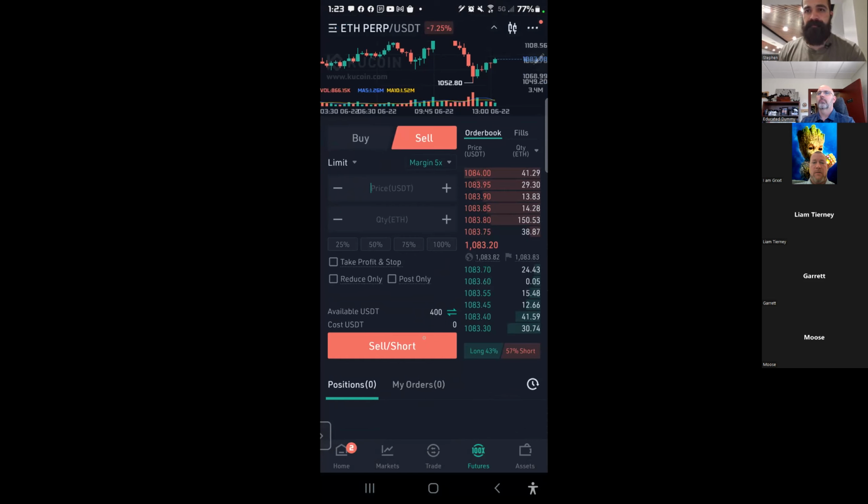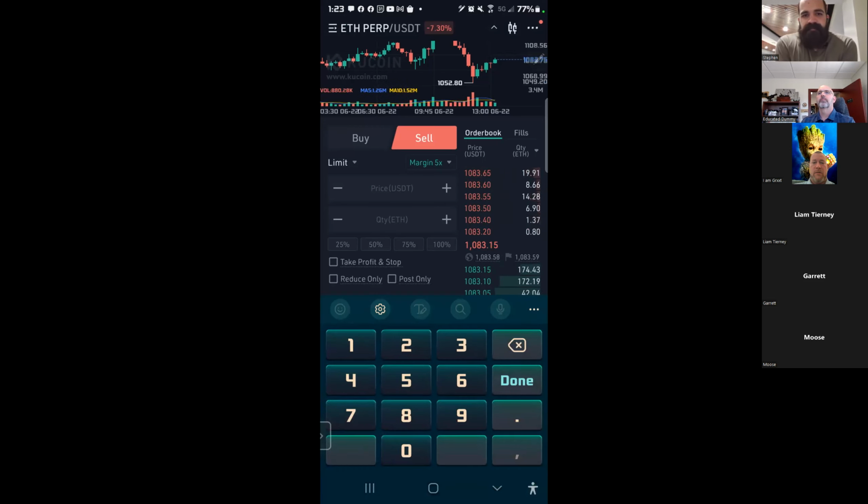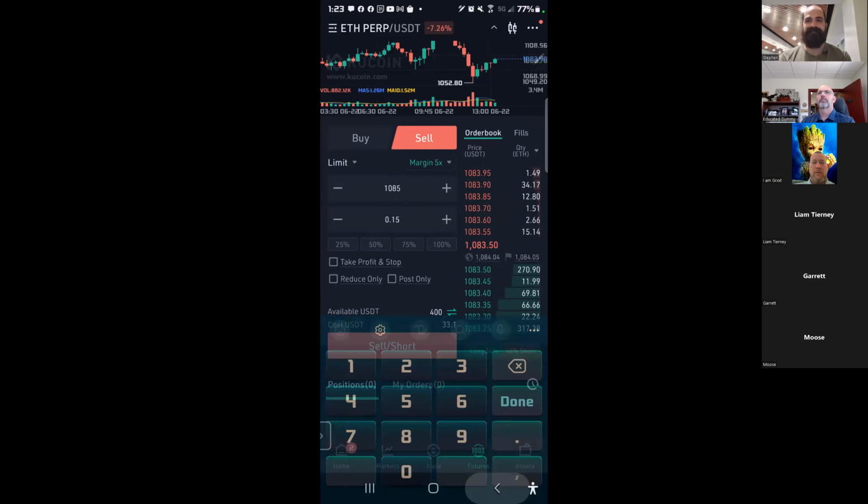When I do this, I only have a certain amount in here. And it's because, let's say I only want to risk $100 per trade. Well, I want to have $400 in here then, because I like utilizing these 25, 50% buttons. I don't want to have to go to 1085 and then try to figure out how much ETH that might be at this leverage.